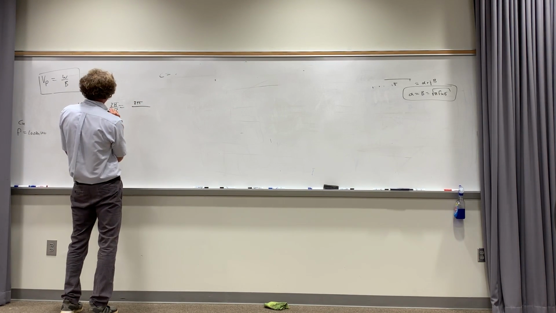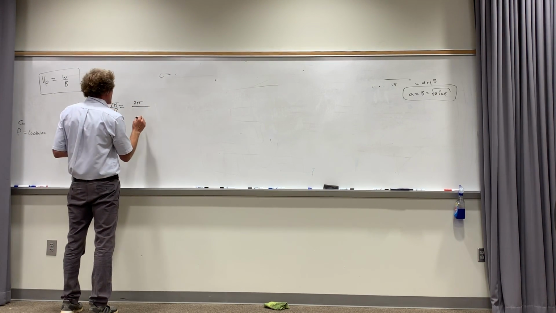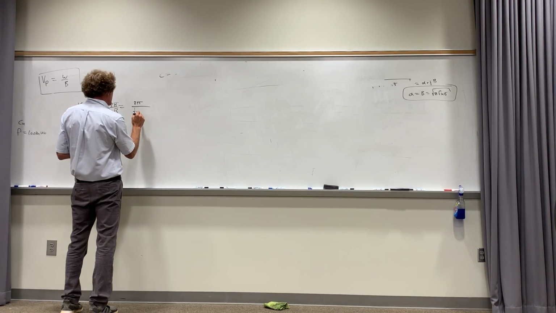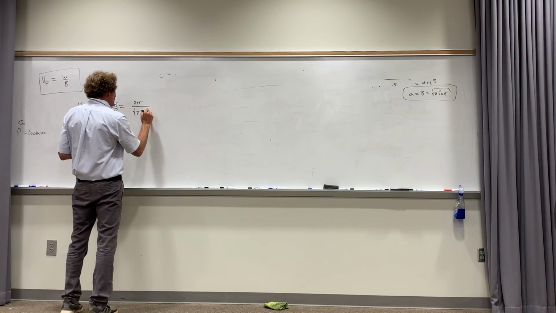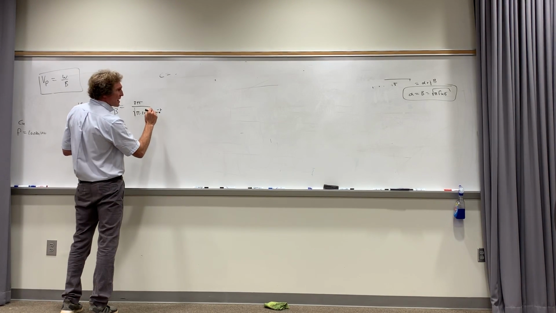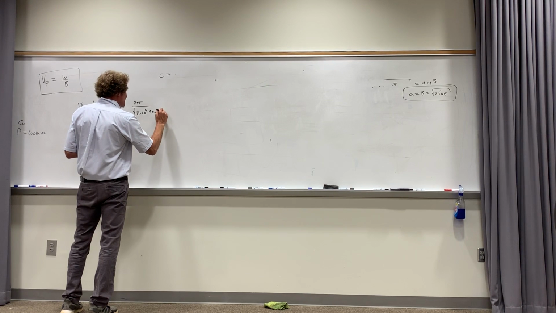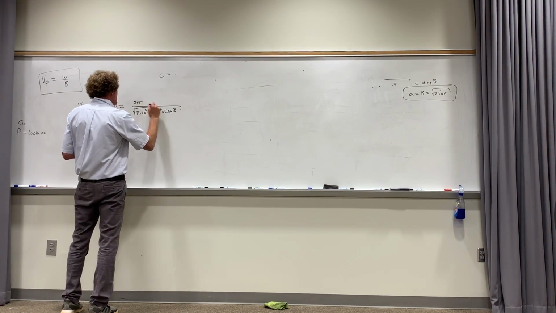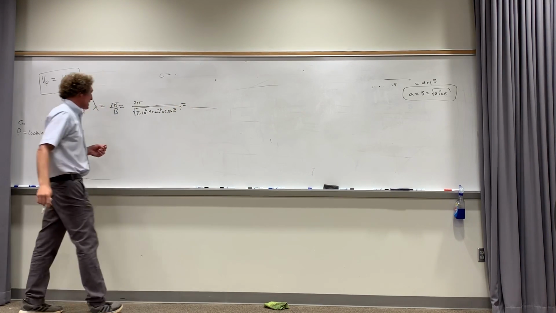Over beta, which is square root of pi f, which is going to be 10 to the 8th, mu, which is 4 pi times 10 to the minus 7, and then it's going to be sigma, which is 5.8 times 10 to the 7. So what do you get for that? I left it in that form.